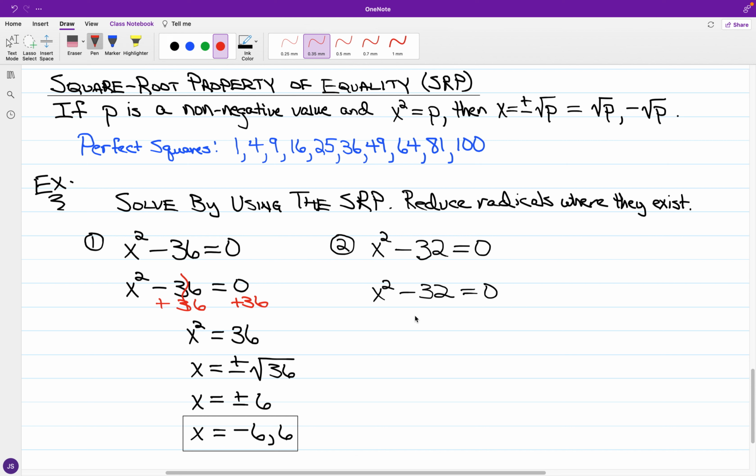Okay, so again, just as I got x squared by itself by moving the constant, we'll do that bit of history all over again, but this time we're going to have x squared is equal to 32. Again, we got x squared equal to 32. Now 36 is among the perfect squares, however 32 is not.